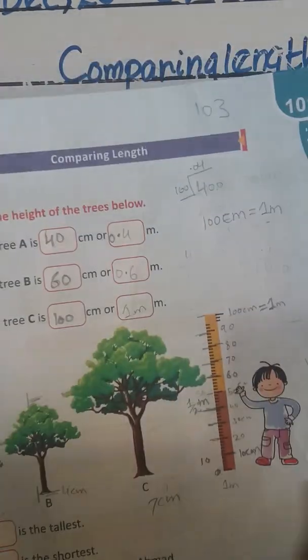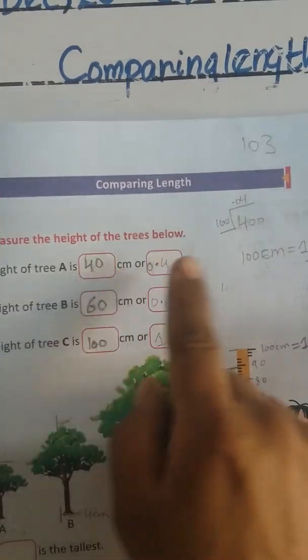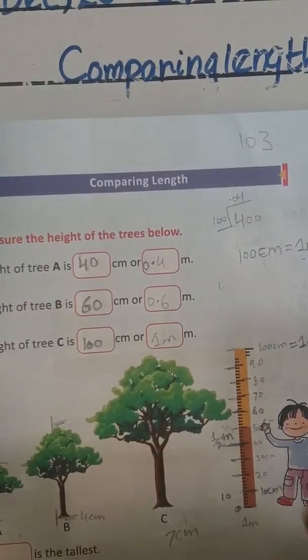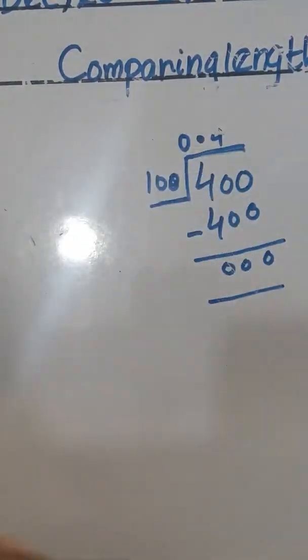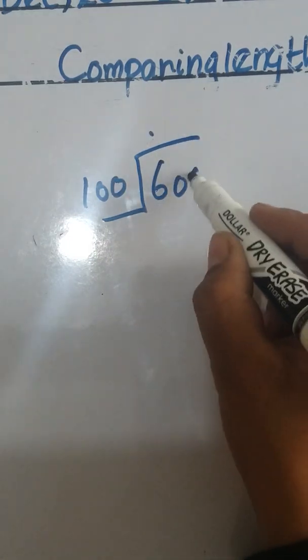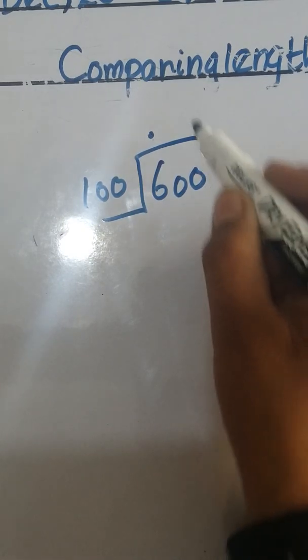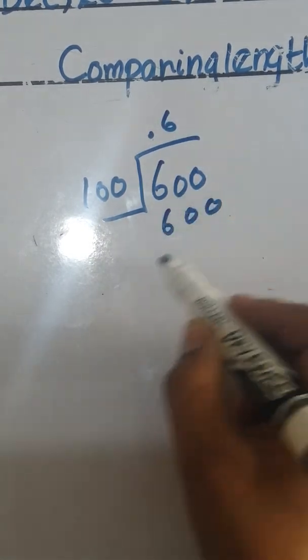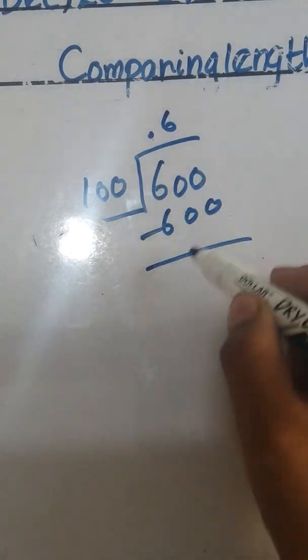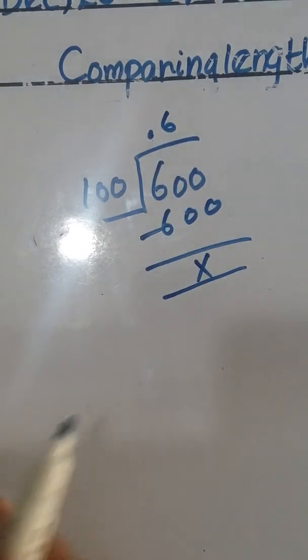So you will write here 0.04 meters. We converted centimeters into meters. Again now convert 60 centimeters into meters. Same way you will convert 60. You can write 60 divided by 100. Put the point and put 0 here. We put the point to put 0 here. This is the rule of division. 100 times 6 is 600. Subtract it and there is no remainder. So this is your answer, 0.06.